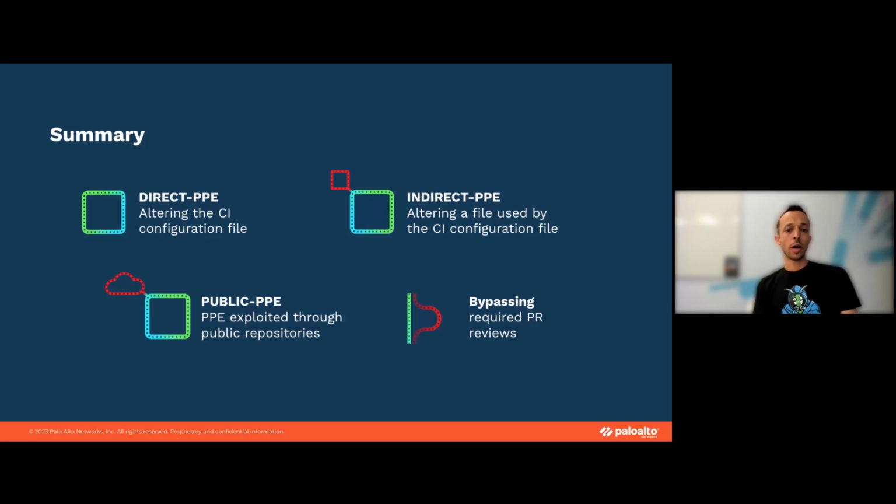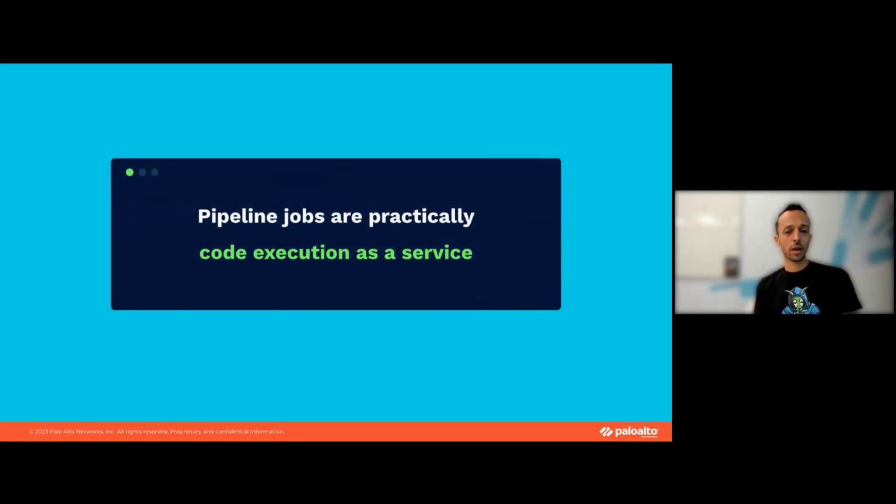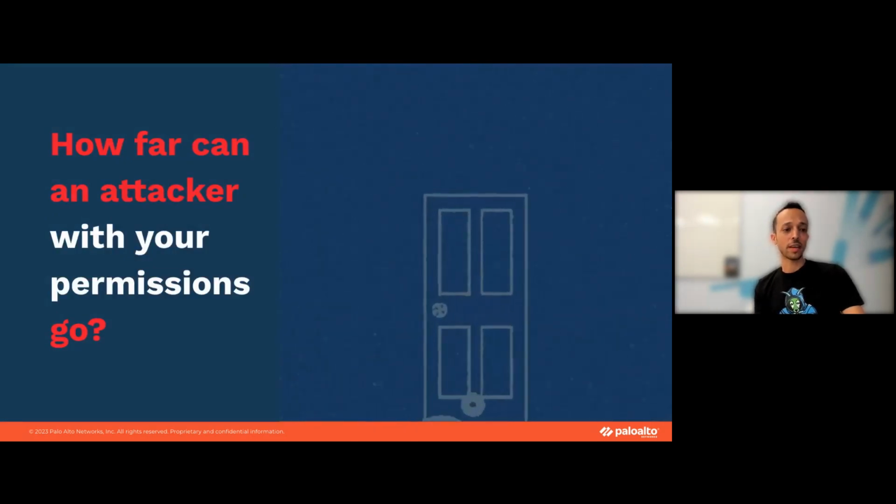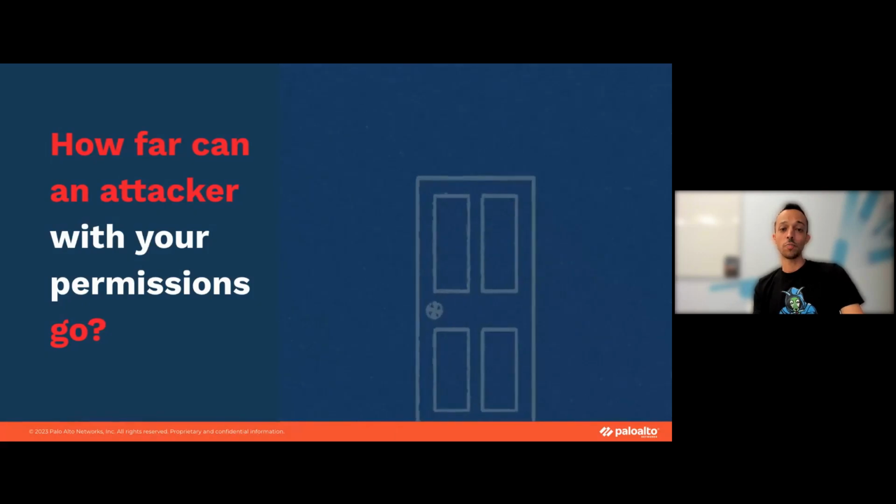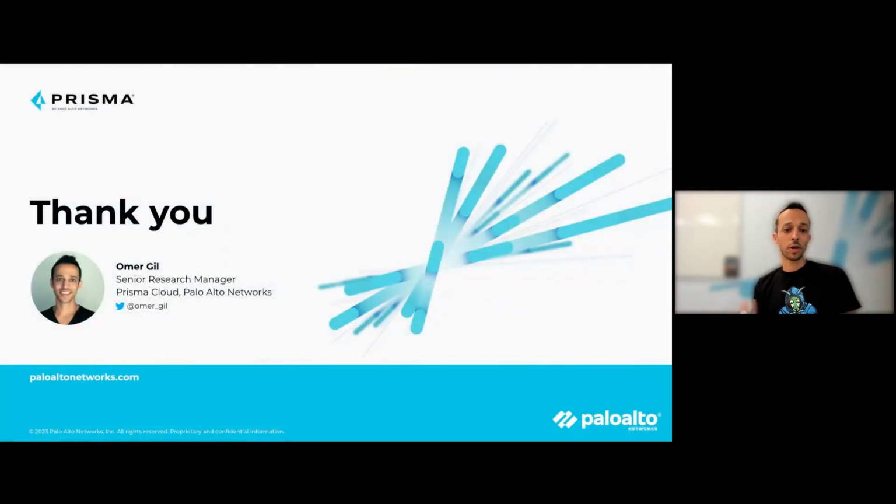We also saw a way to bypass one of the most common mechanisms to secure sensitive branches, the branch protection rules, with the purpose of reaching production. So, to summarize, pipeline jobs are practically code execution as a service. This is how you see it as developers, as DevOps, but this is also how attackers see it, unfortunately. I would like to end this talk leaving you with one question to ask yourselves: how far can an attacker with your permissions go? So thank you very much, and I'm available for any questions you may have.